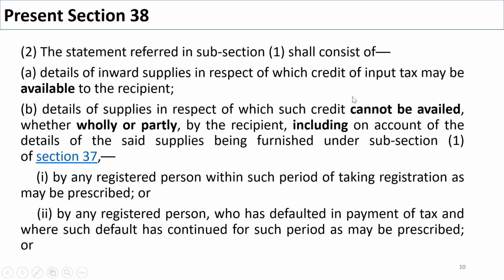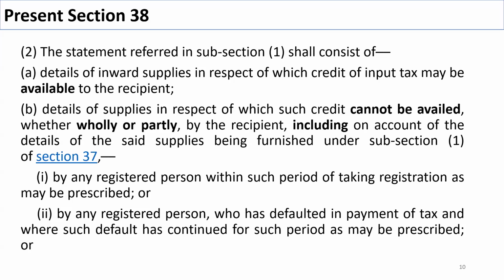Okay. Next is section 38 subsection 2. The statement referred to in subsection 1, whatever statement they are going to provide electronically, has two parts as per section 38. One is the statement where ITC is available to the recipient, and another is a statement where they are going to give the input tax credit which is not eligible or cannot be availed by the recipient wholly or partly.